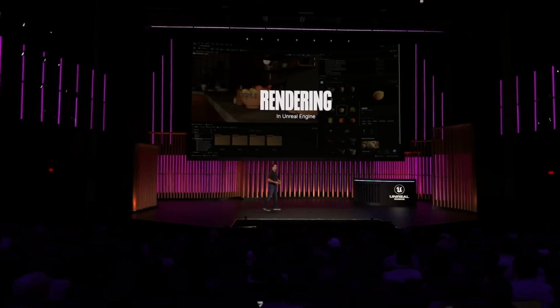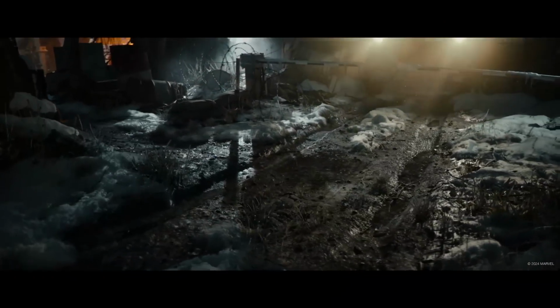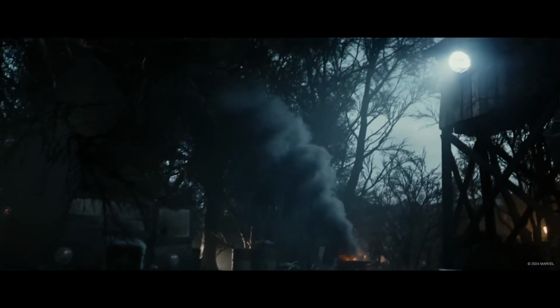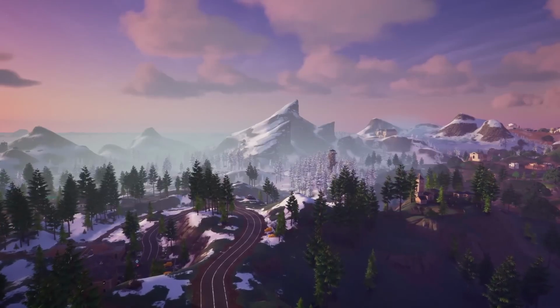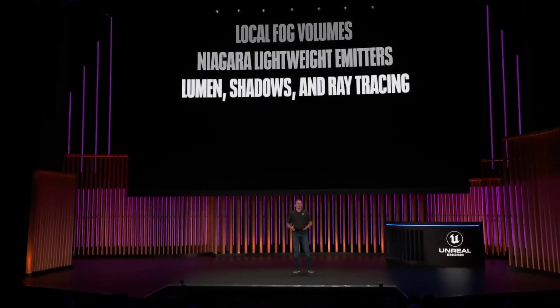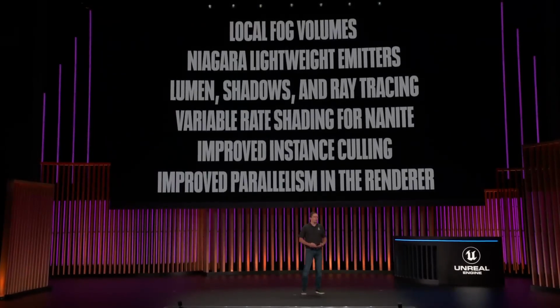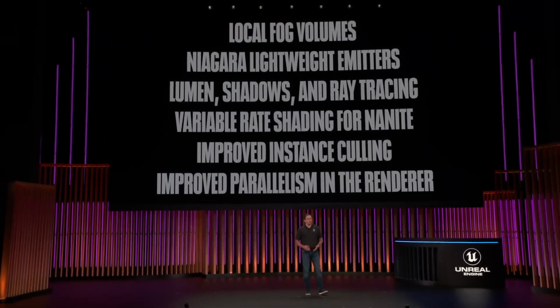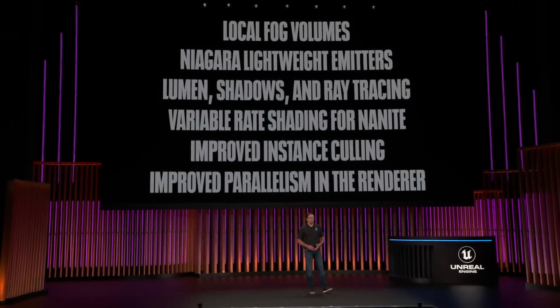On the rendering side, we just saw some of the beautiful scenes in the Skydance demo. They showed what can be achieved with Nanite tessellation. There were also nice volumetric effects using our heterogeneous volume feature. In 5.4, you'll also get other features like local fog volumes and Niagara lightweight emitters, just to name a few. But most importantly, we've made a lot of performance improvements. We now have faster Lumen, shadows, and ray tracing. We've added variable rate shading for Nanite. We massively improved instance culling, and we significantly improved parallelism in the renderer. You name it, we made it faster.